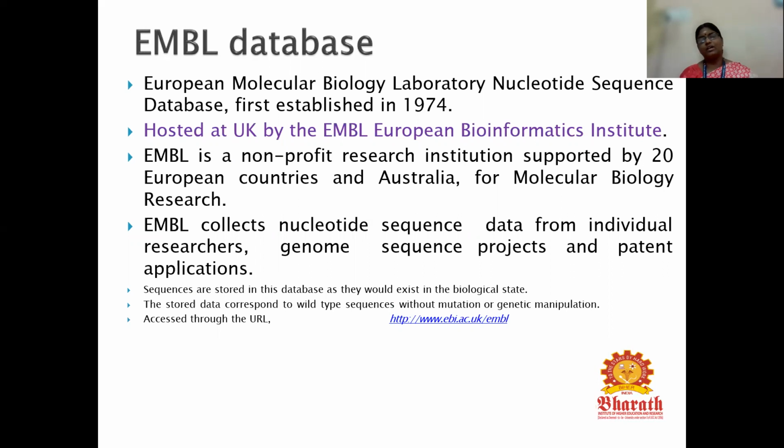So if you want to apply for a patent, or we need sequence data from the individual researchers. In NCBI and DDBJ, we can't get the individual researchers' contact details, but we can get the contacts through the EMBL database. And if you are signing an MOU with them, we can go for the genome sequence projects and patent applications.